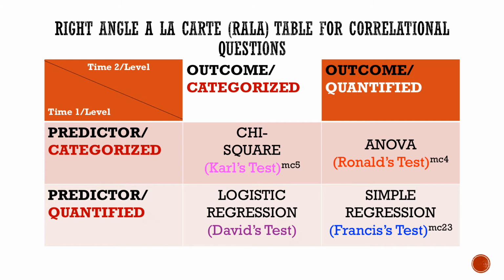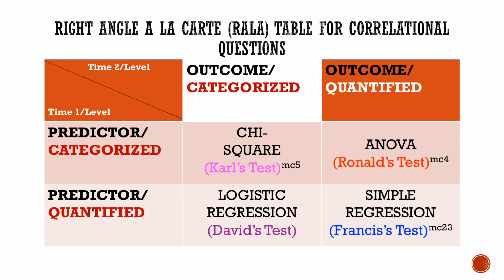Traditionally, the statistics have been named for the last name of the person who invented them. To make it easier to remember which test goes where, I named them according to the first name of the person who invented the statistic. The first names are more familiar and easier to remember. Chi-square was invented by Carl Pearson. ANOVA, which is the shorthand name for analysis of variance, was invented by Ronald Fisher. Logistic regression was invented by David Cox, and simple regression was invented by Francis Galton.